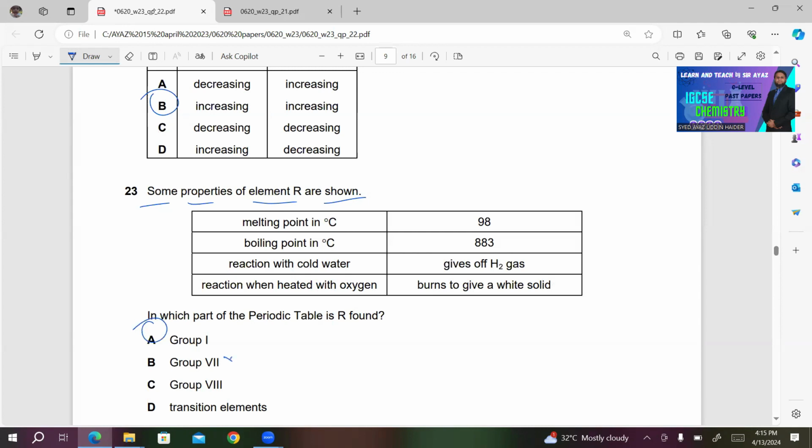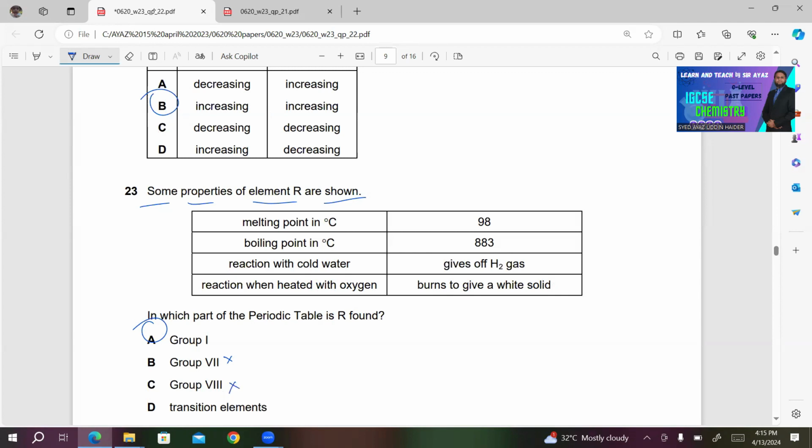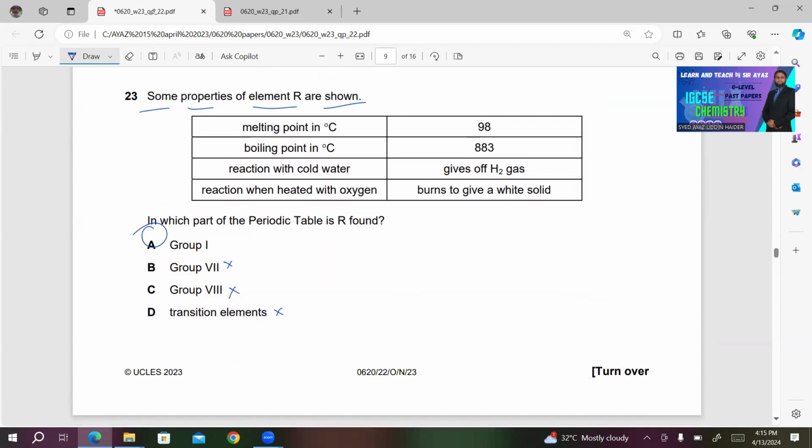Other choices are incorrect. Group 7, so non-metal. Group 8 does not react. Transition metals or transition elements, they don't have low melting point, they are not reactive, and their compounds are mostly colored.